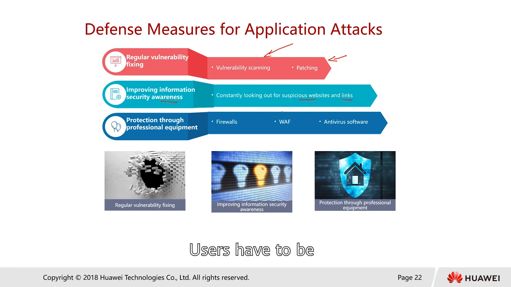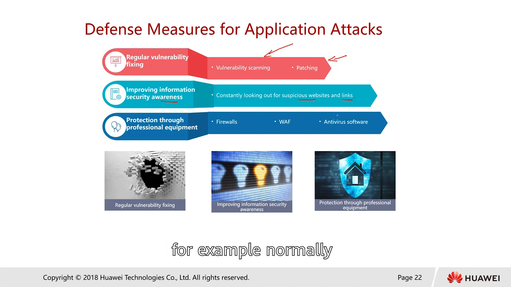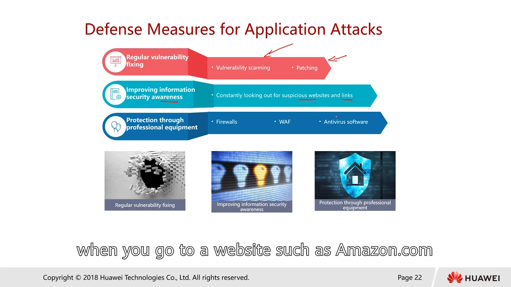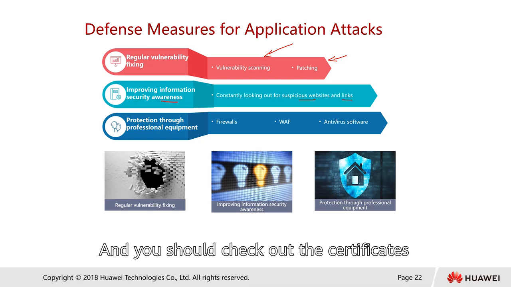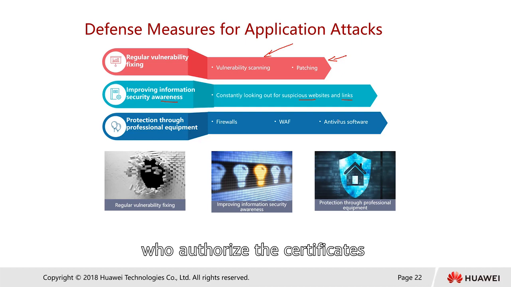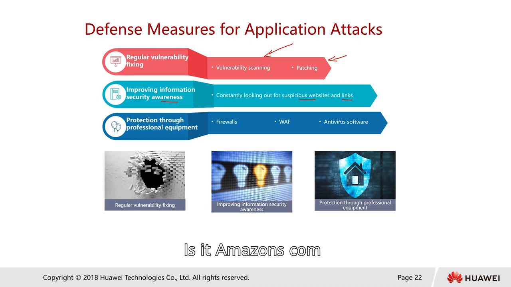Users have to be educated to learn the pattern. For example, normally when you go to the Amazon.com website, you know the color of the link at the left-hand corner, and you should check the certificate. Who authorized the certificate? Who generated the certificate? Is it issued to the website, like Amazon, for example, or is it Amazons with the S.com?